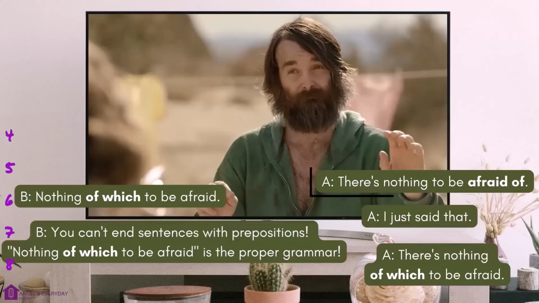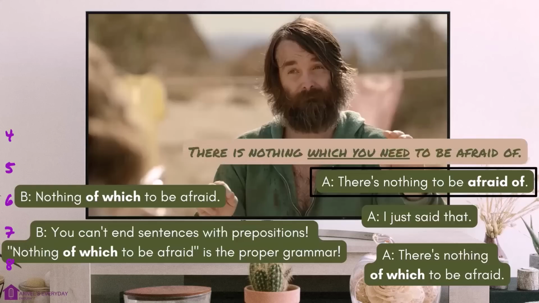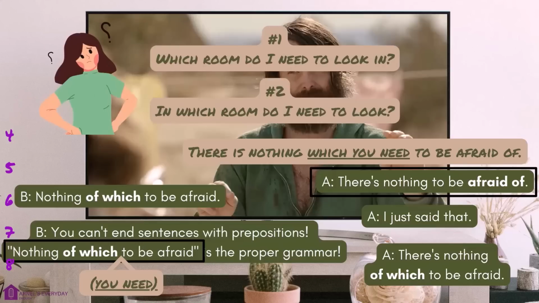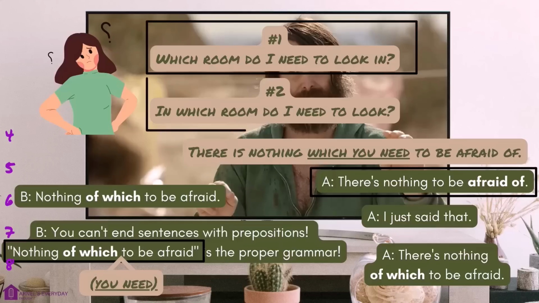Okay, here the man uses a completely natural sentence. There's nothing to be afraid of. And just so you know, this is the shortened version of there is nothing which you need to be afraid of. And the lady clearly likes her formal grammar rules. So yes, you can say there is nothing of which you need to be afraid. But is this situation formal? No. I mean, which question sounds better? Which room do I need to look in? In which room do I need to look? The first one. The second one is stuffy.